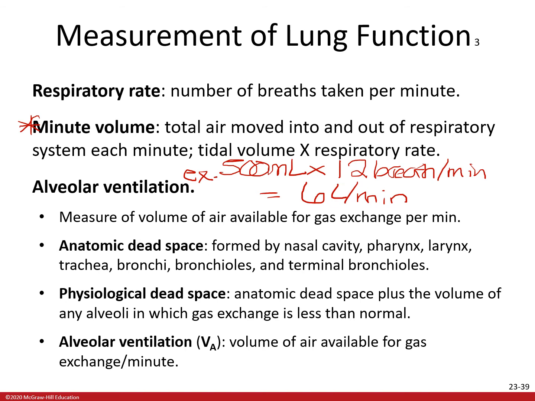You have the physiological dead space, which is the anatomic dead space plus the volume of any alveoli in which gas exchange is less than normal. And then you have something called alveolar ventilation, represented by a V and a subscript A, which is the volume of air available for gas exchange per minute.